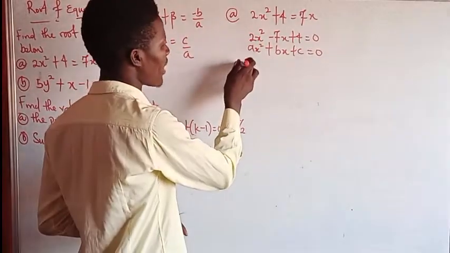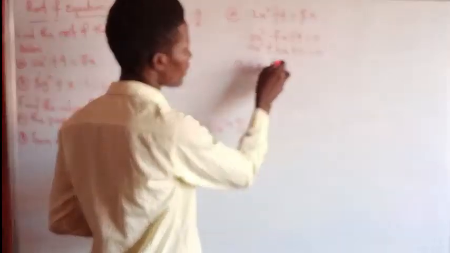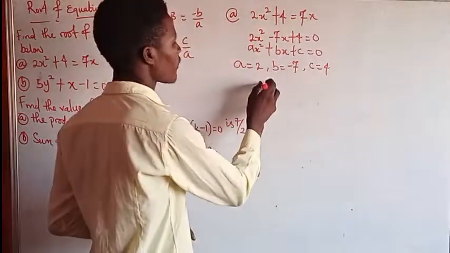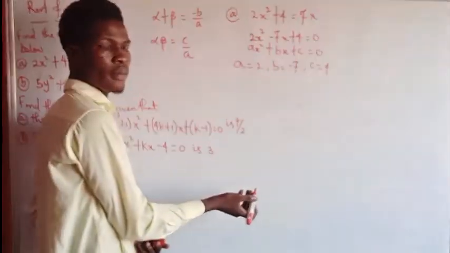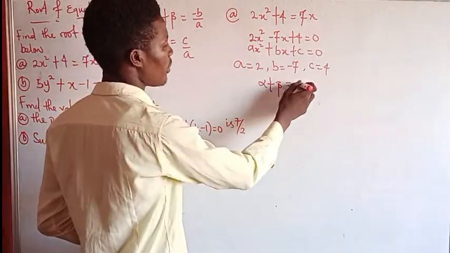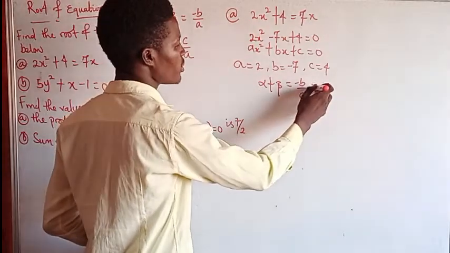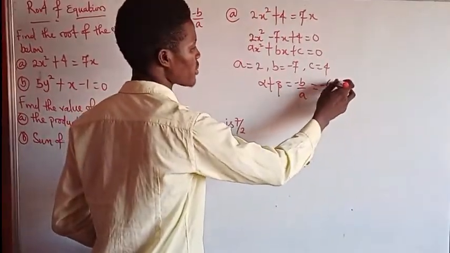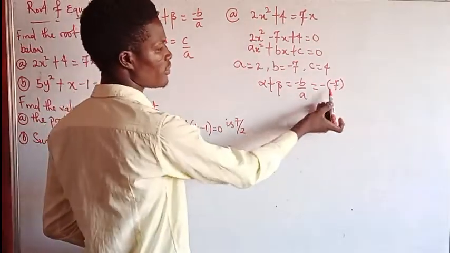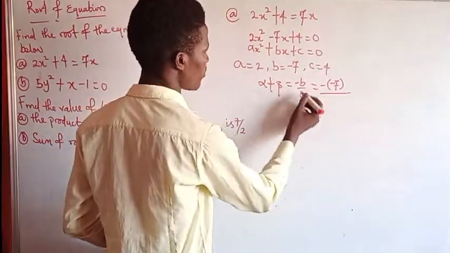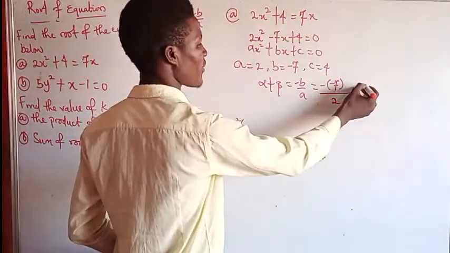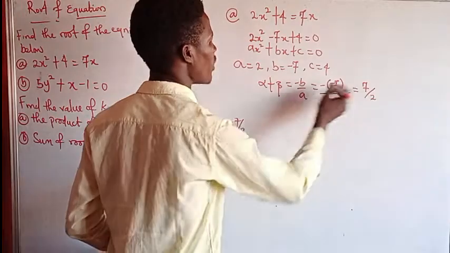Alright, so here my a is what? Is 2. My b is what? Minus 7. And my c is what? 4. So for me to know my sum of roots, alpha plus beta will now be what? Minus b over a, which is now minus (minus 7), because I have minus in front of my b again, so I have to put it in brackets, all over my a, which is 2. So that will be minus and minus plus, and my final answer is 7 over 2.